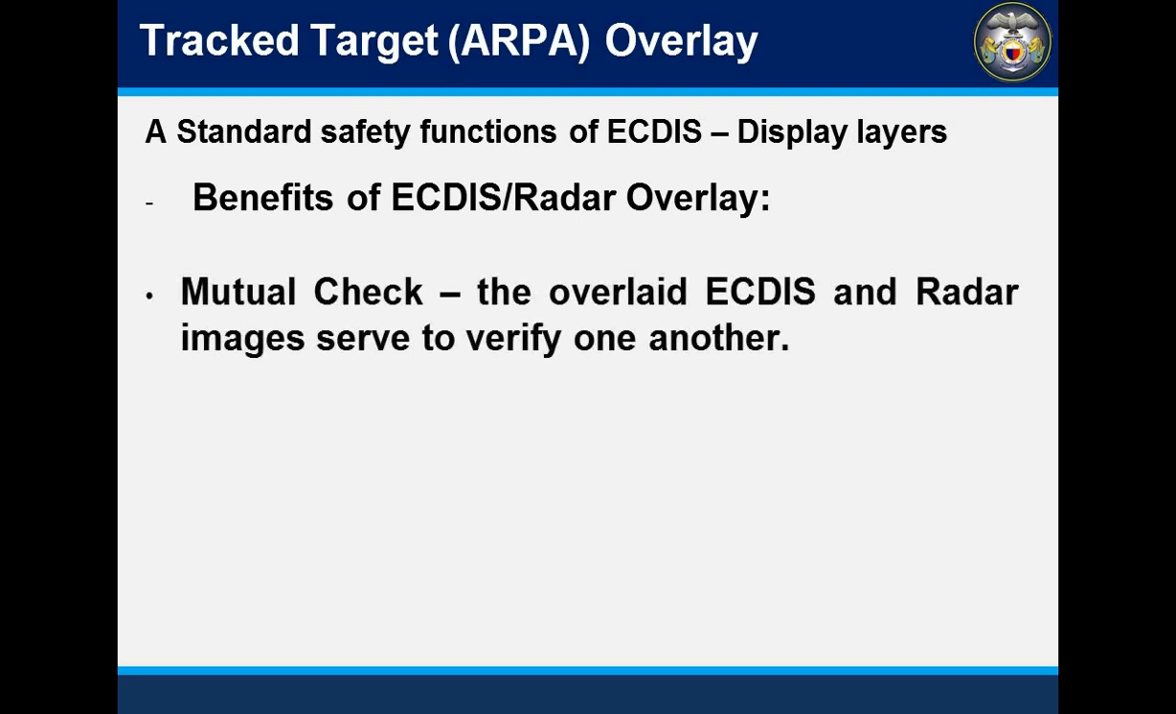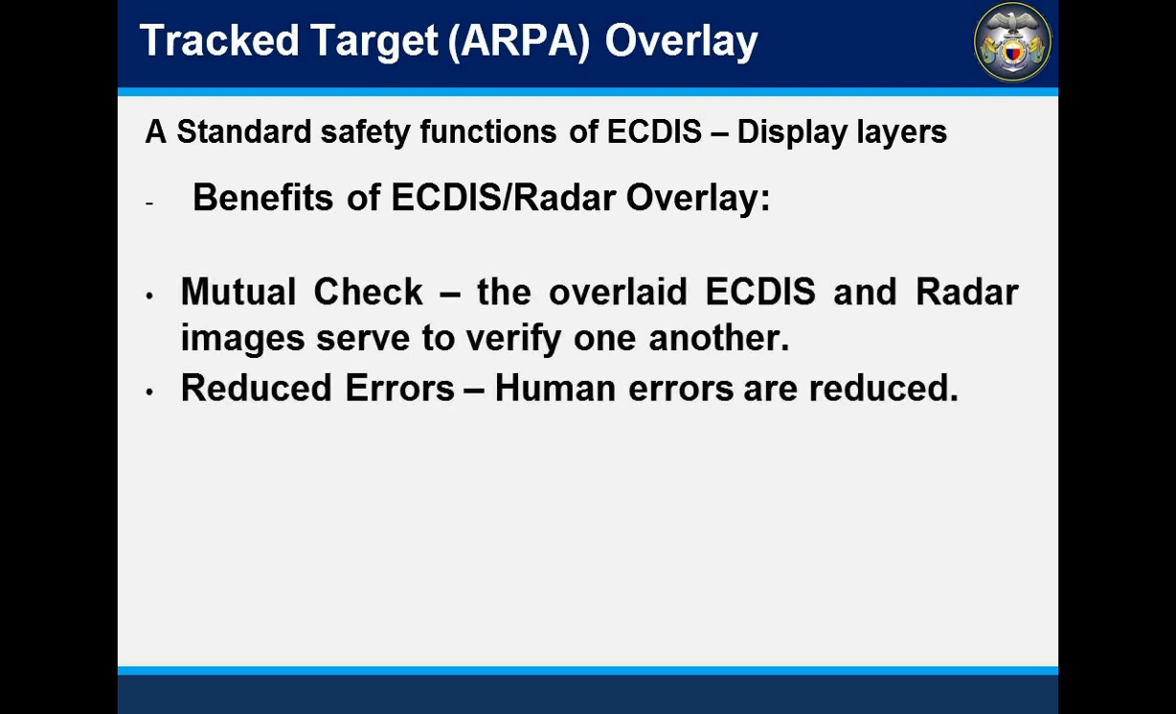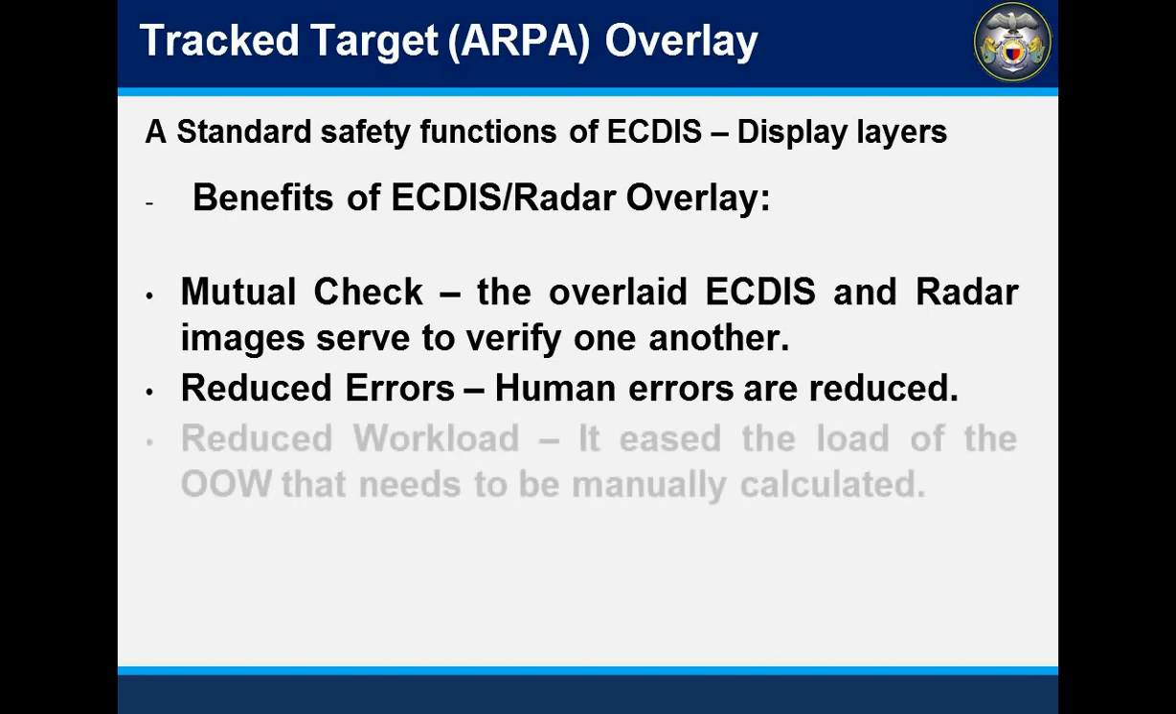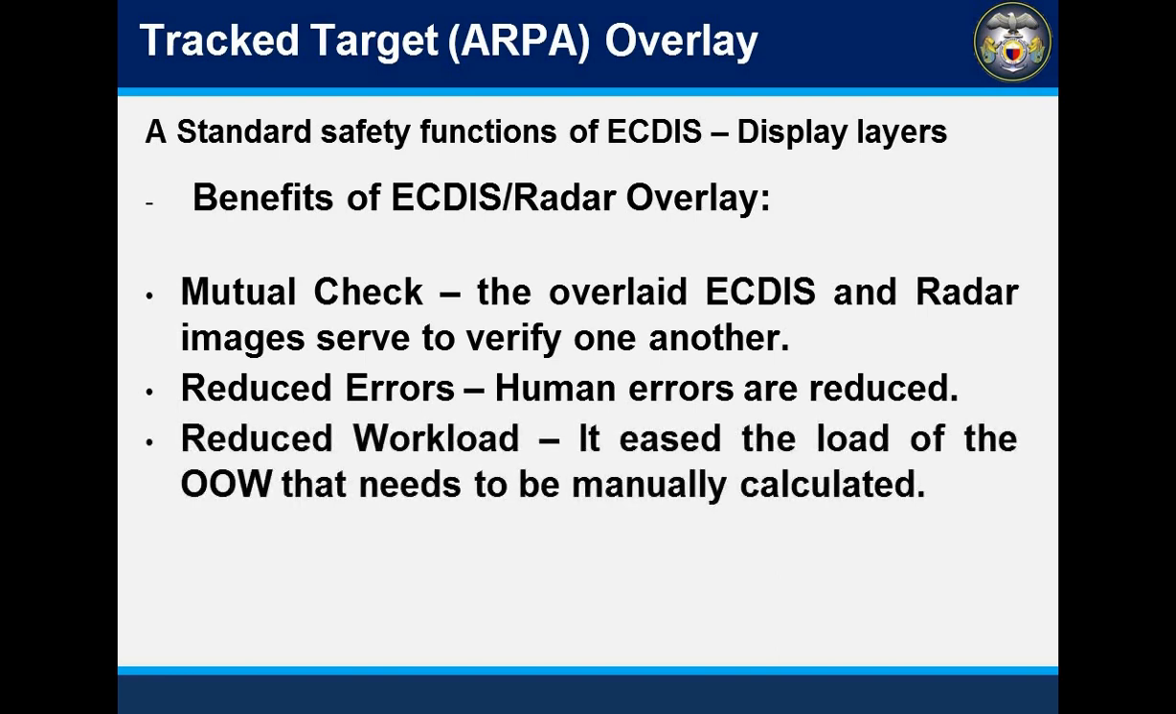Now, meron siyang tinatawag na mutual check. The overlaid ECDIS and radar image serves to verify one another. So, they check each other if there are errors. So, it also reduces errors. Human errors are reduced, due to maybe fatigue or lack of sleep, so it will reduce our error in checking the data. So, the data will be available for us already.